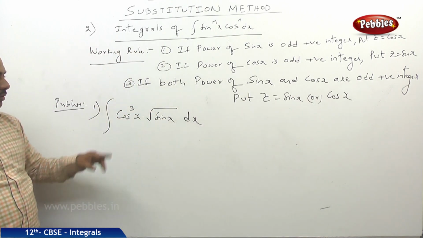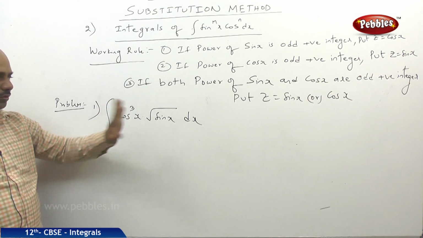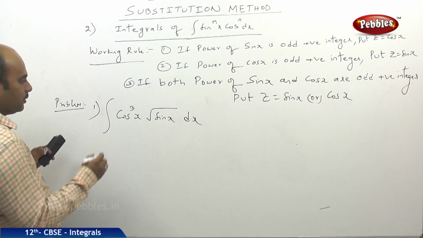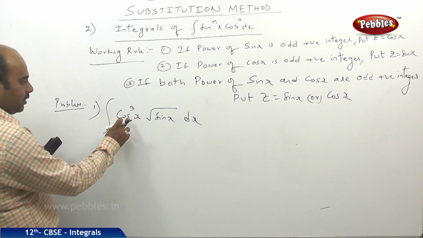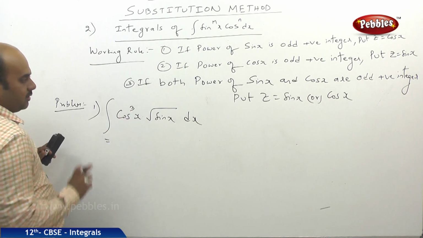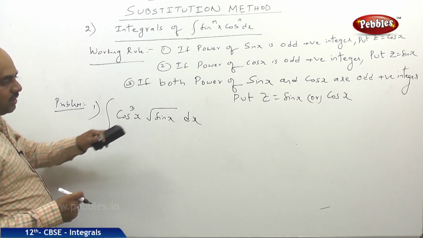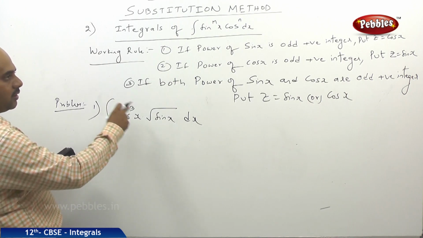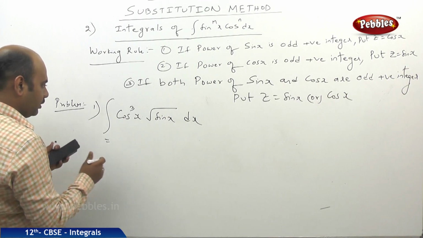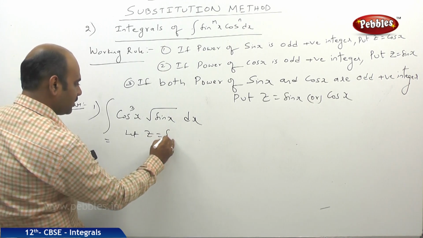Now we will go for a problem: integral of cos cube x into root of sin x dx. If you observe carefully, cos has power 3, which is an odd number. Whenever the power of cos x is odd, what is it telling? Put z is equal to sin x. So I will be putting z is equal to sin x.